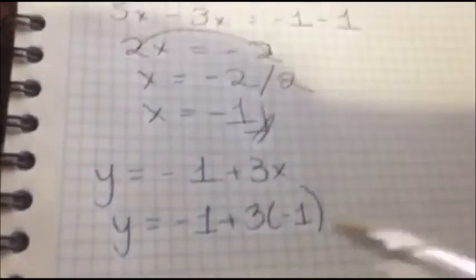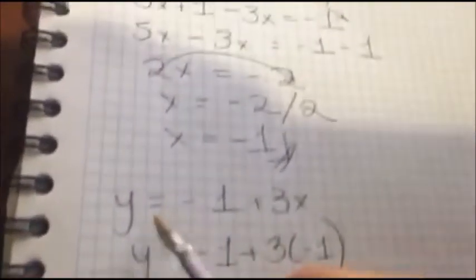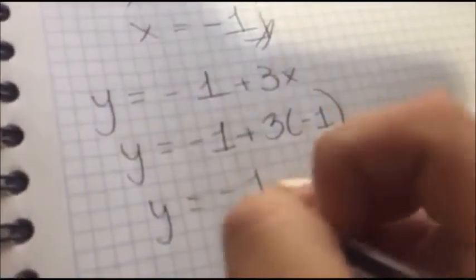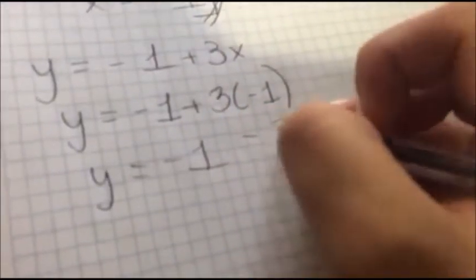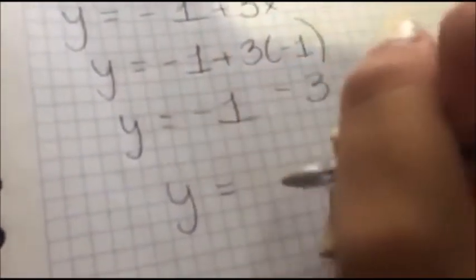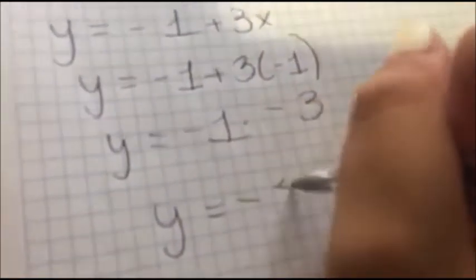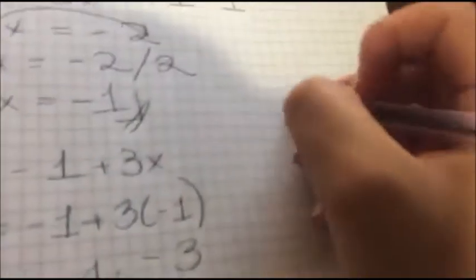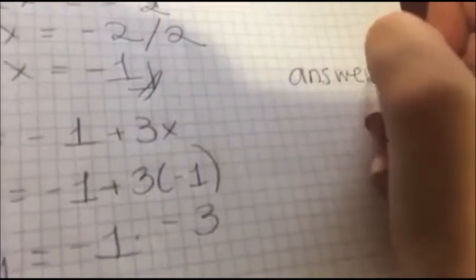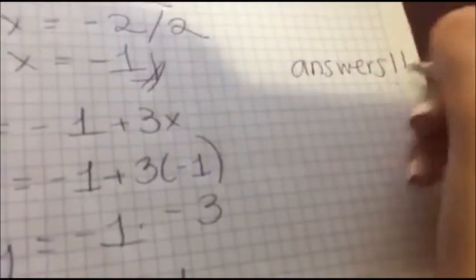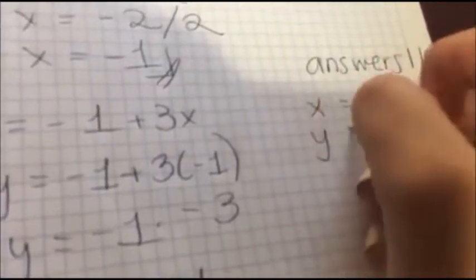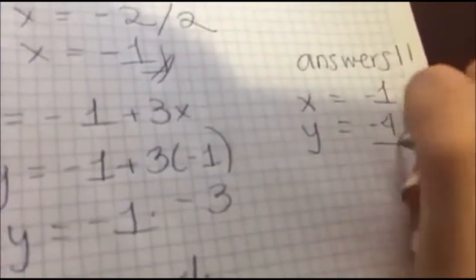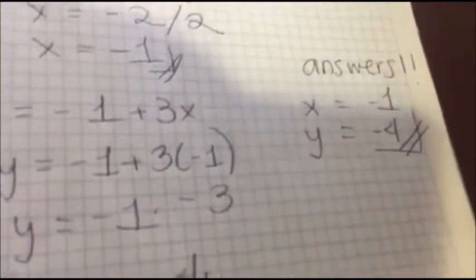Then we only need to substitute the value of x in the y. So here we have it. y equals minus 1 times 3 minus 3, and then y equals minus 1 minus 3, minus 4. So our answers will be x equals minus 1 and y equals minus 4. The same answers that we got with the other method.